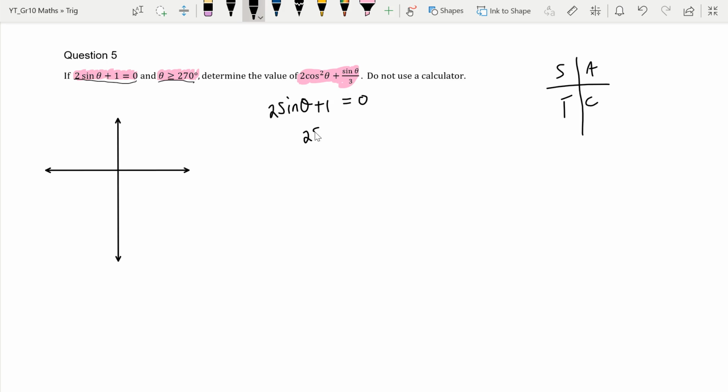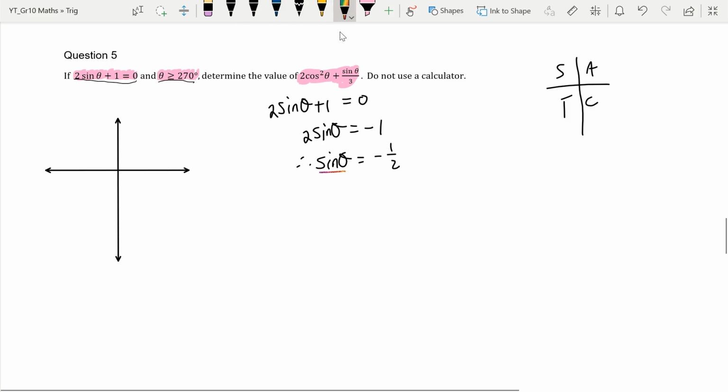So we first have to take this trig ratio and just isolate the trig ratio. So I am going to take that 1 over, subtract a 1 on both sides, and then I'm going to divide both sides by 2. So therefore, isolating our trig ratio is equal to negative a half. So it means that sine is negative. Where is sine negative? Well, sine is negative there and there. So that's not enough information because that's two quadrants. How are we going to know which one we're supposed to be in?